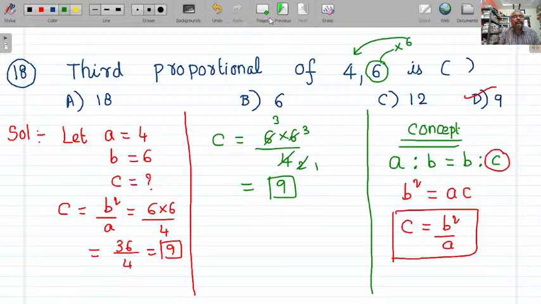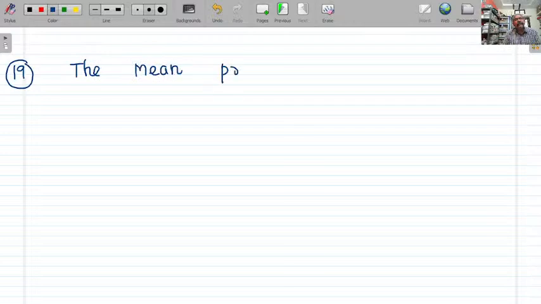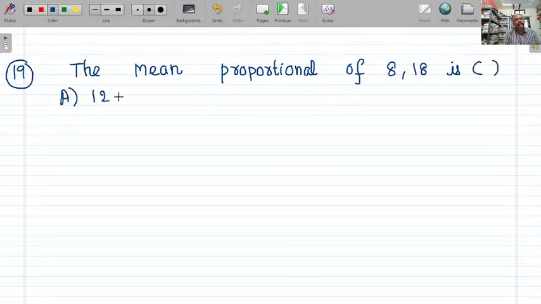So now let us move to the 19th problem. Right, this is very important. The mean proportional of 8 comma 18 is: A 12, B 14, C 6, D 9.